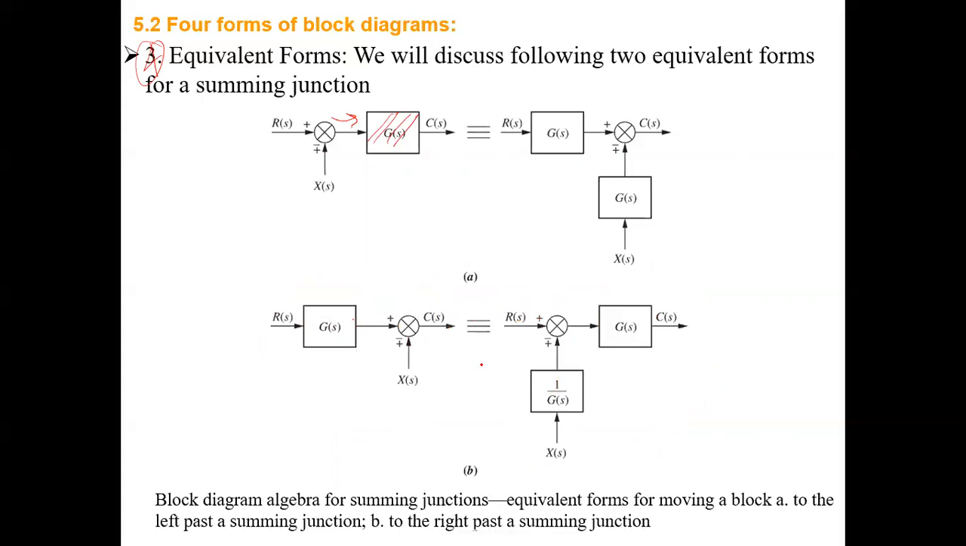Okay? That makes sense, right? Because you are getting XS here, so this has to go XS. Okay, XS has to go here, like this. But here, if you move this guy here, then your XS has to move through GS also, right? Which is not desirable. That's why you have to have 1 over GS. So these two cancel each other, then you are getting XS again. That makes sense, right?